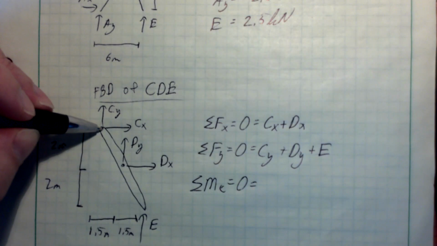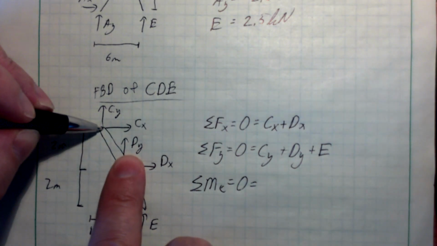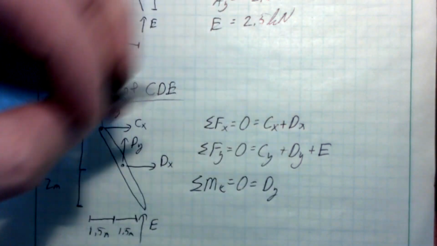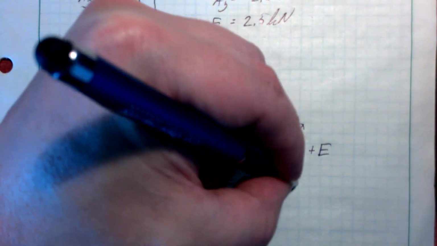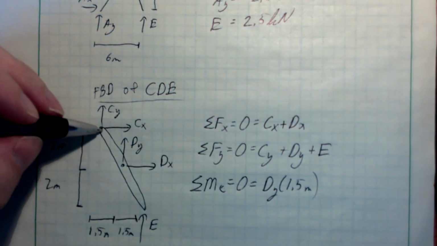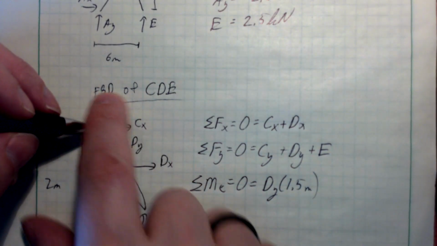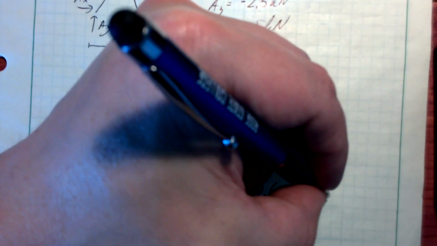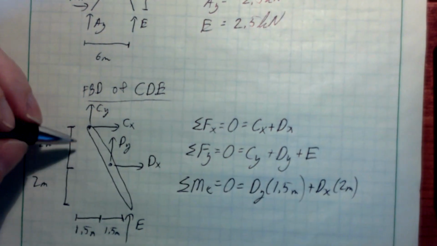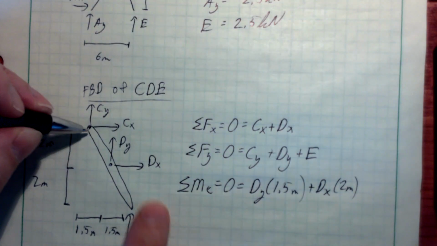So if I look at point C, DY is causing a counterclockwise, or positive, moment at a distance of 1.5 meters. That's the moment caused by DY. DX also acts in a counterclockwise fashion, so also positive DX, at a distance of 2 meters. And then E also causes a counterclockwise rotation as it's drawn, so plus E, at a distance of 3 meters.